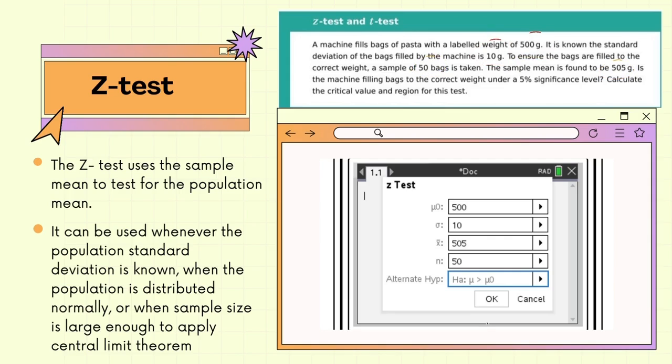So the final conclusion is that we have to reject the null hypothesis, since our p-value is smaller than our significance level. The machine is not filling the bags correctly. So yeah, that's all.